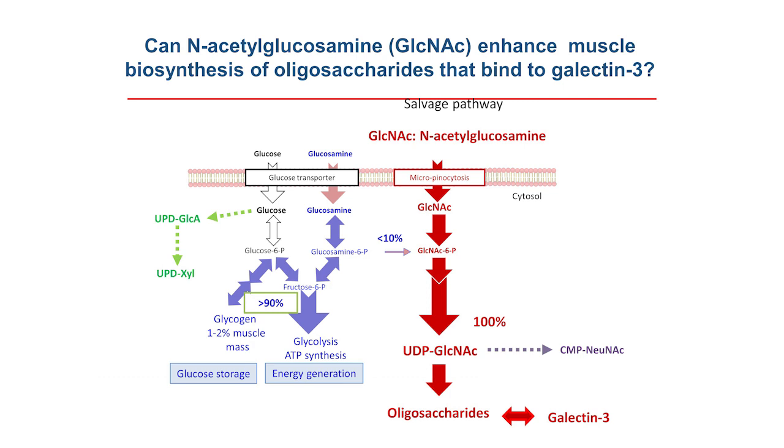It's important to note the distinct pathway of the N-Acetylglucosamine compared to its relatives, glucose and glucosamine. While glucose and glucosamine are absorbed through glucose transporters and primarily utilized either for energy generation or for glucose storage, GlcNAc operates differently. GlcNAc is directly incorporated into the oligosaccharides. This means the GlcNAc bypasses the most common pathway of energy production and storage, and directly contributes to the formation of the crucial oligosaccharide synthesis that is important for galectin-3 binding.